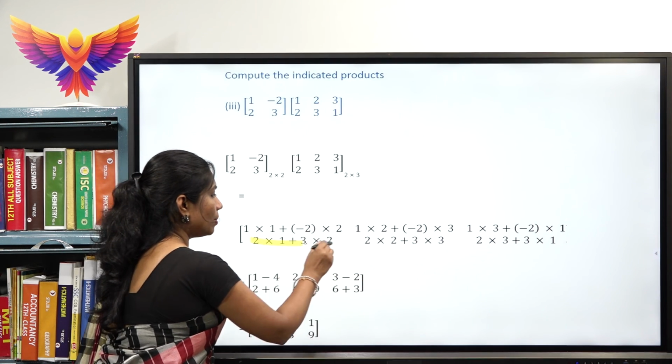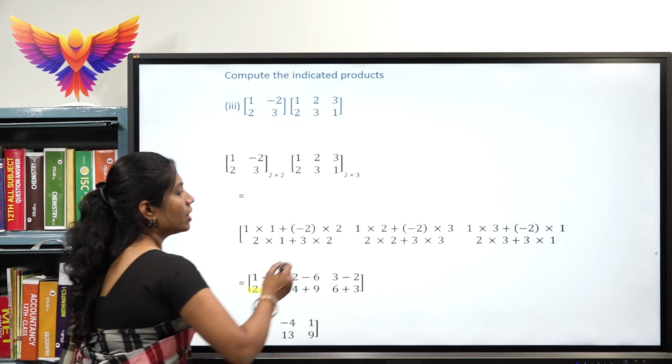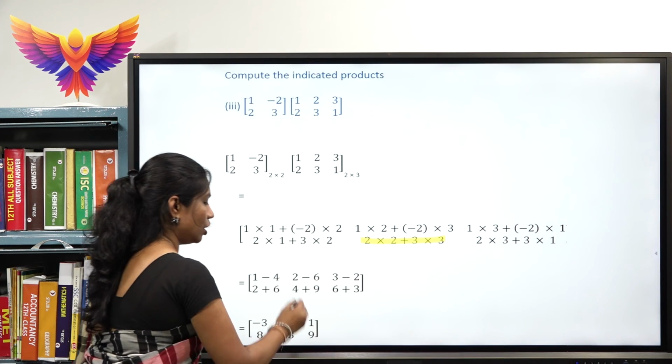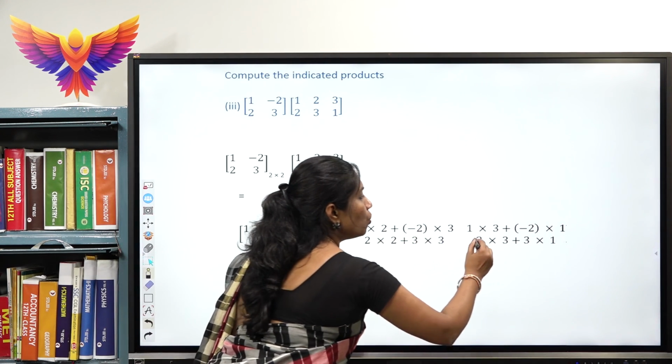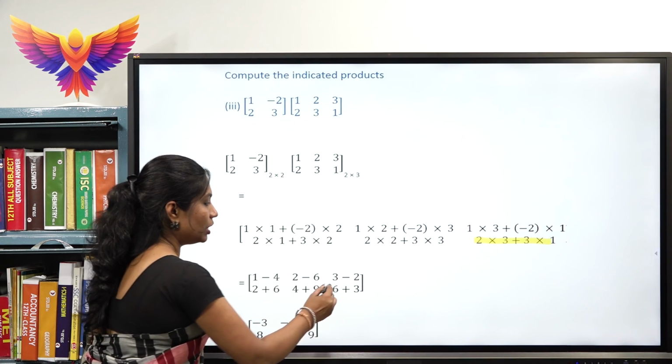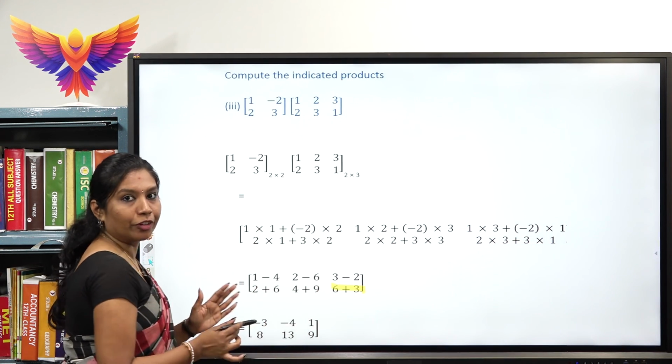It is 2 into 1 plus 3 into 2. So, 2 into 1 is 2, 3 into 2 is 6. The same way, 2 into 2 plus 3 into 3. 2 into 2 is 4 plus 3 into 3 is 9. Same way, 2 into 3 plus 3 into 1. So, 2 3s are 6 plus 3 1s are 3 here. So, this needs to be further simplified.